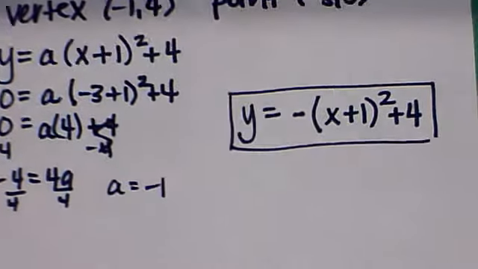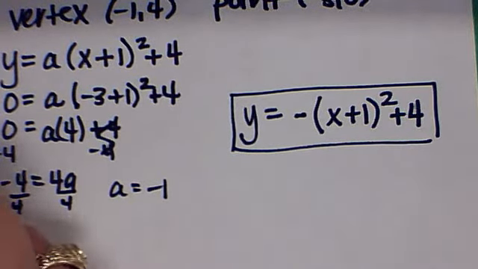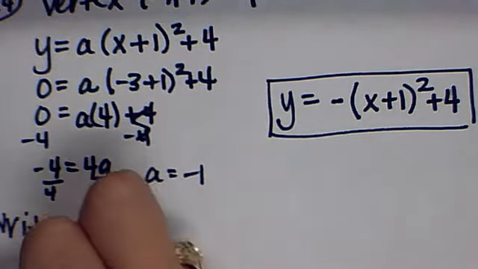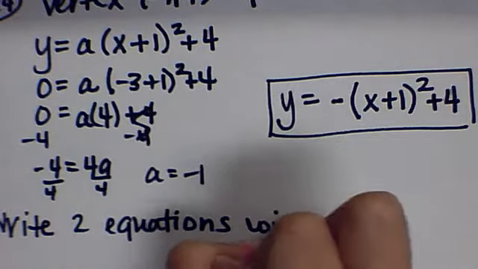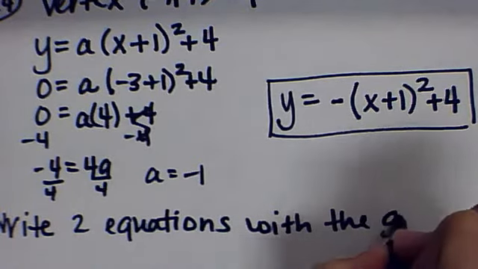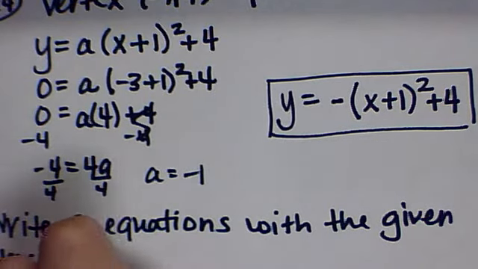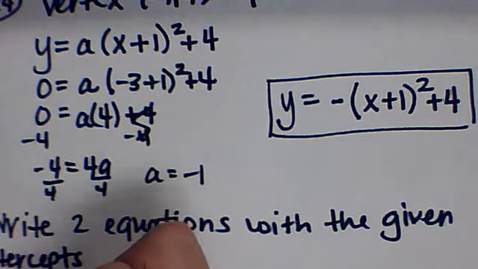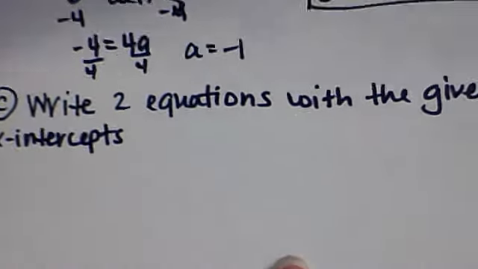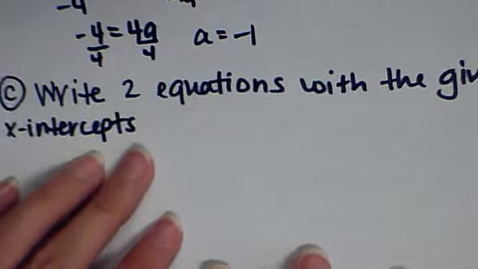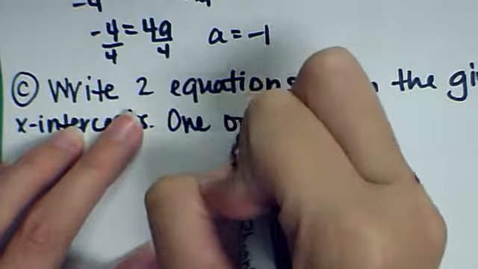Okay, the last thing we need to do is part C, and that is to write two equations with the given intercepts. Those are x-intercepts. One opening up and one opening down.